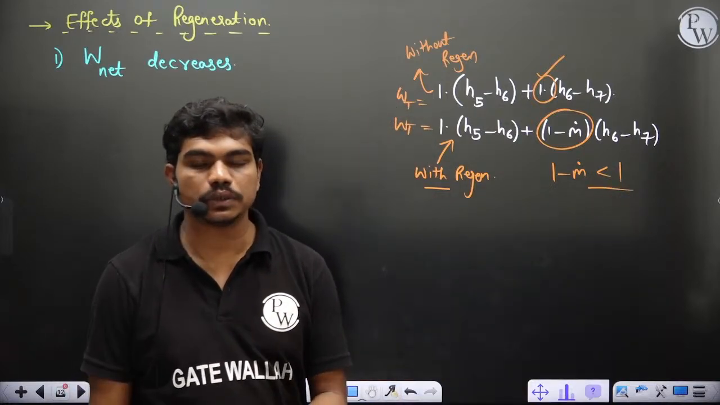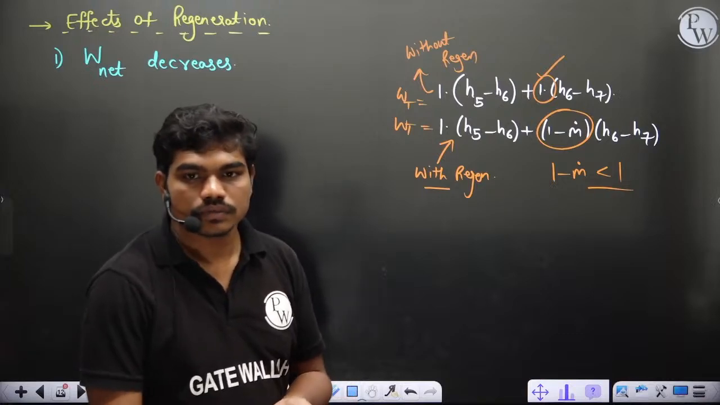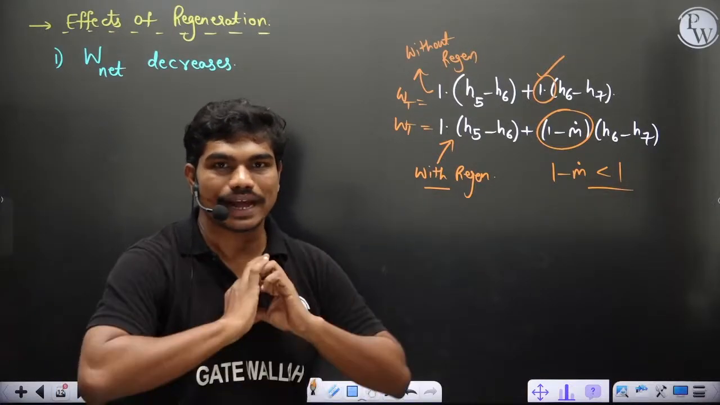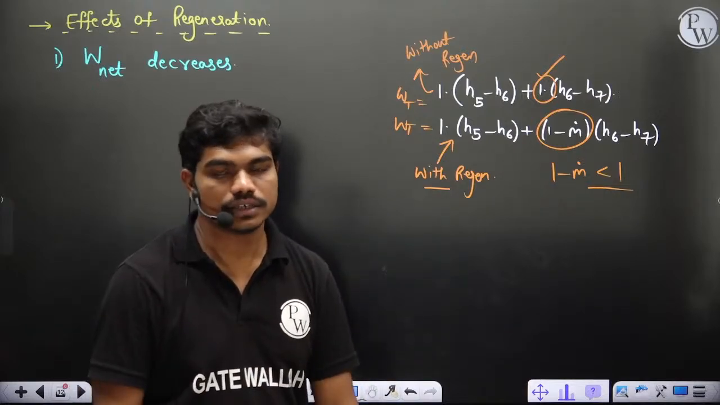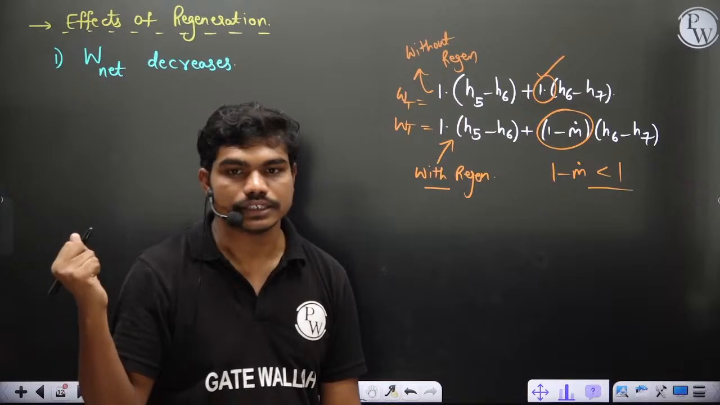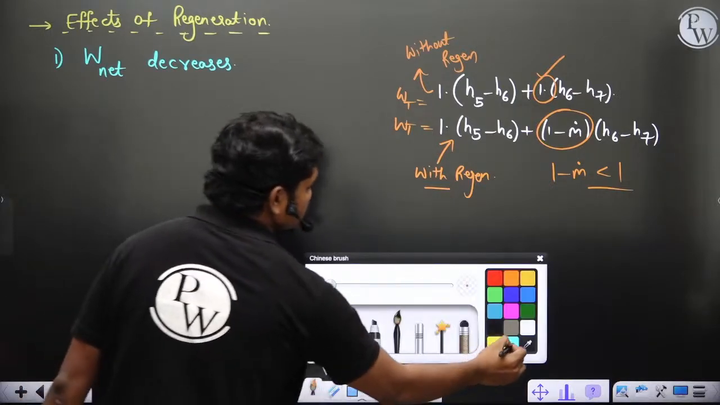So what happens to your net work output? It decreases, okay, because you are bleeding the steam out. You are not allowing the complete mass to expand and do work in the turbine. Understood? You are taking out some mass. Clear? It decreases. Yes, it should decrease. Okay. Now, what happens to QS?